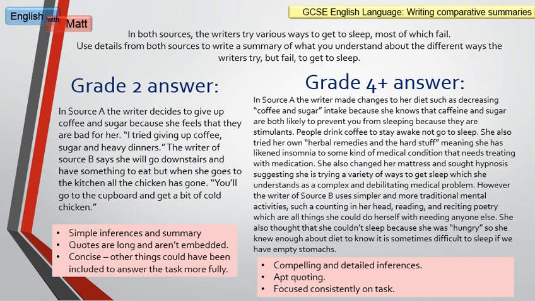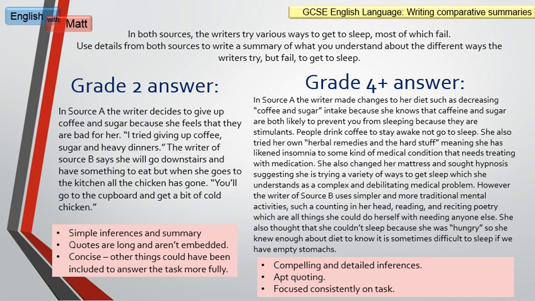However, the writer of source B uses simpler and more traditional mental activities, such as counting in her head, reading, and reciting poetry, which are all things she could do herself without needing anyone else. She also thought she couldn't sleep because she was hungry, so she knew enough about diet to know it is sometimes difficult to sleep if we have empty stomachs.